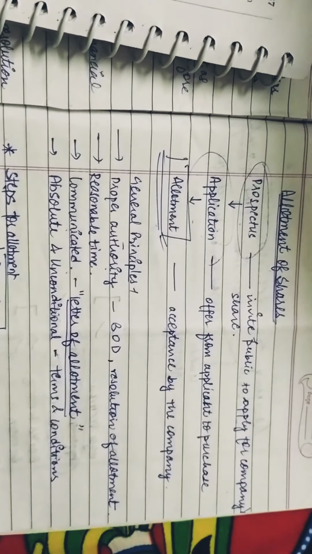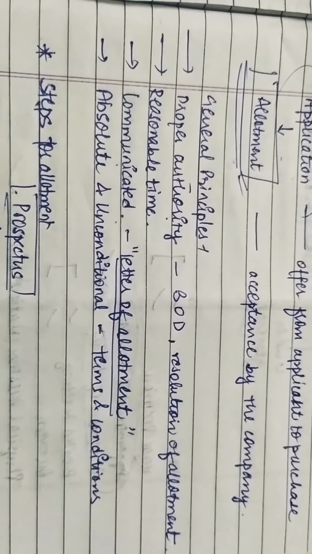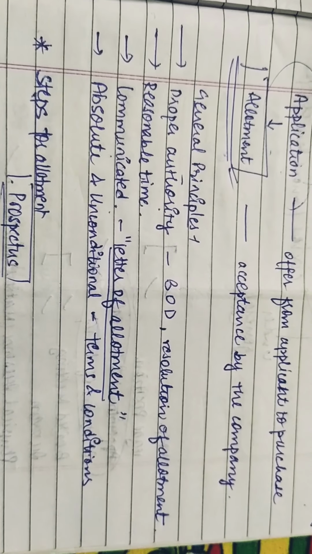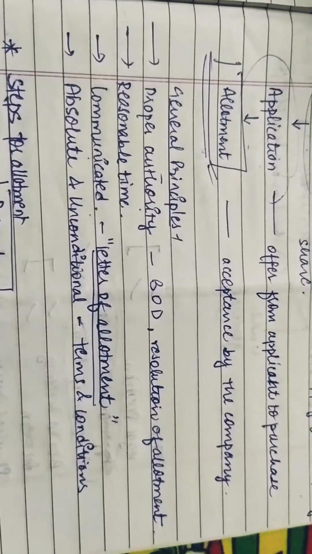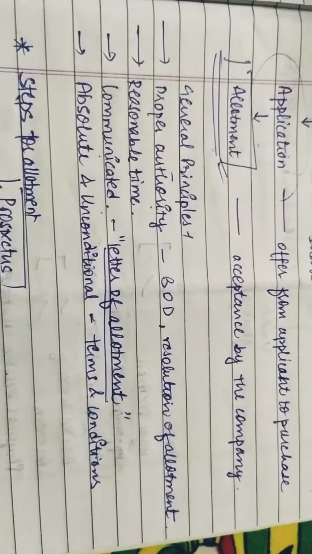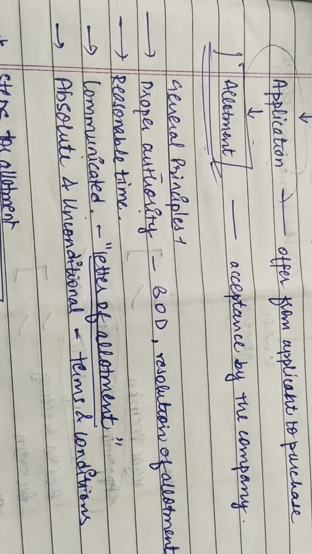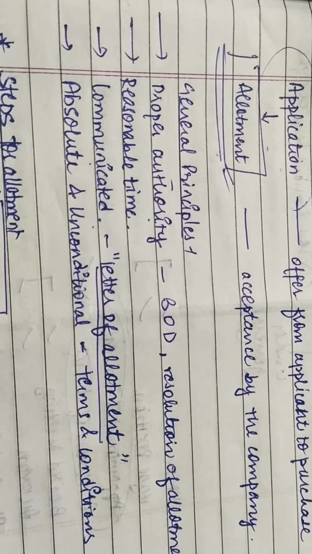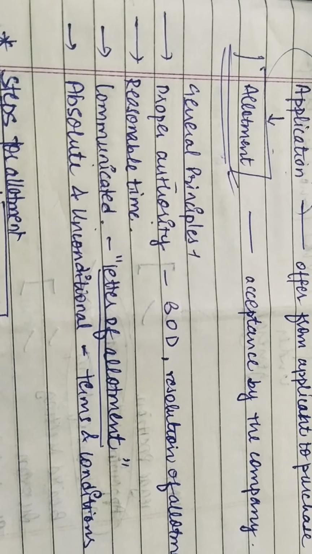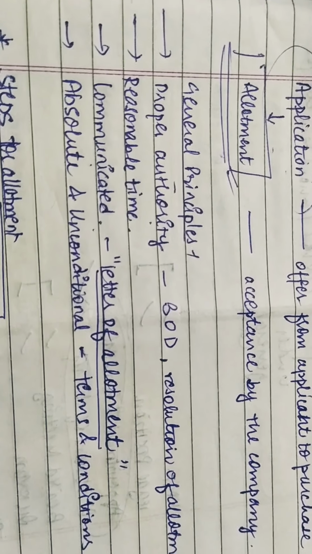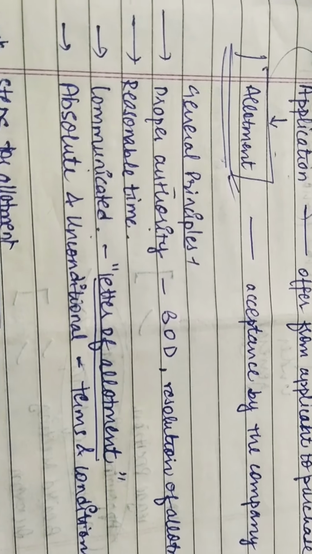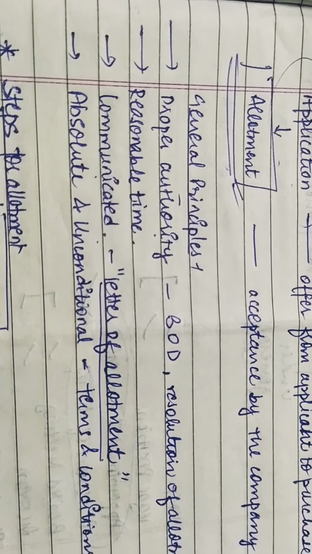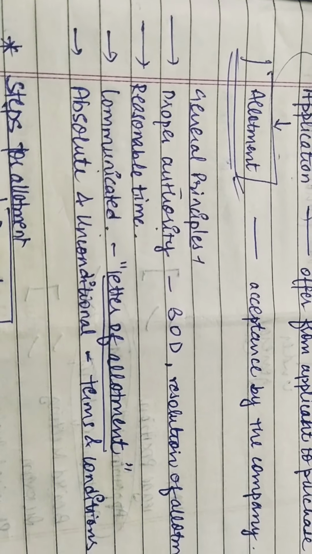General principles of allotment of shares are proper authority, reasonable time, communication, absolute and unconditional. Let's study it in detail. Proper authority means the authority for allotment of shares is in the hands of the board of directors. They pass a resolution for allotment. Second is reasonable time. The allotment should be made within a reasonable time so that the offerer may not refuse to take up the shares.